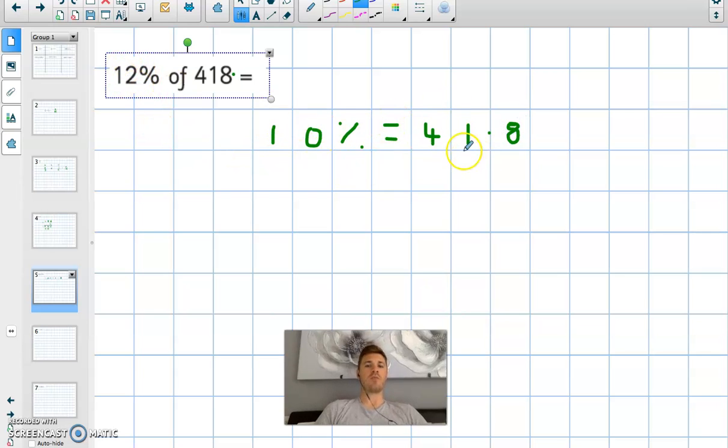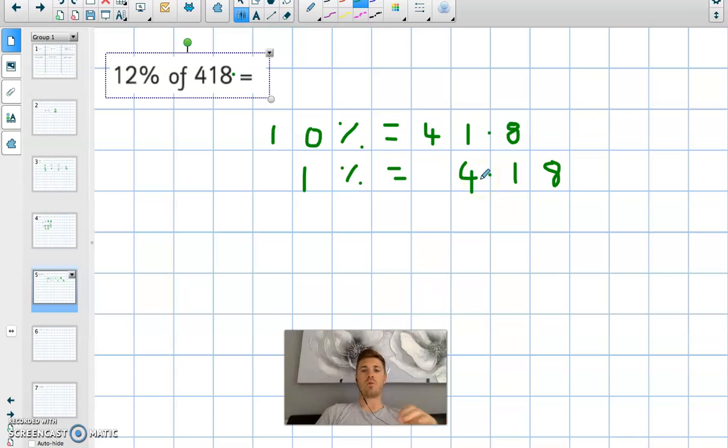So if we find 1% first, if we divide that 41.8 by 10 to find 1%, because if you divide 10 by 10 is 1. So if we divide 41.8 by 10, that gives us 4.18. So that's 1%, but we need to find 2 of those. Now what you could do is you could double this number and then add it back on, or you could put another 4.18 down here and add them all together. And that's what I'm going to do.